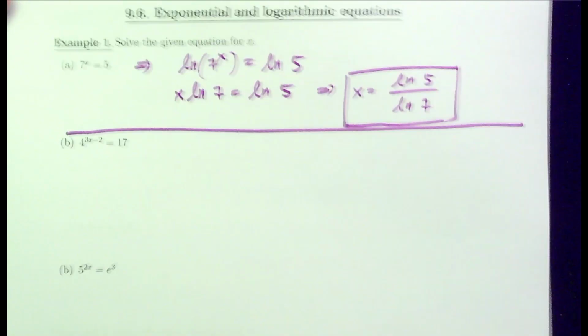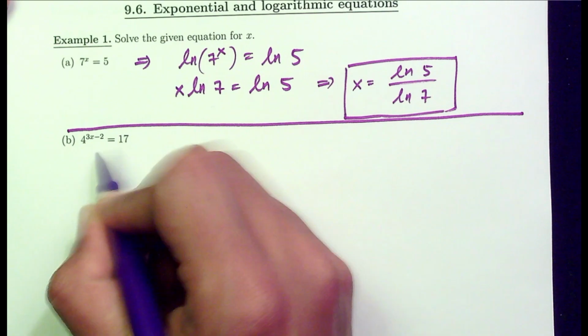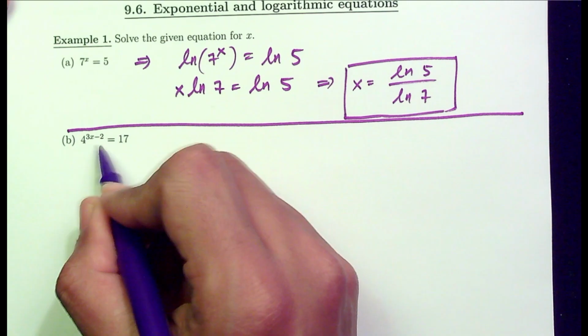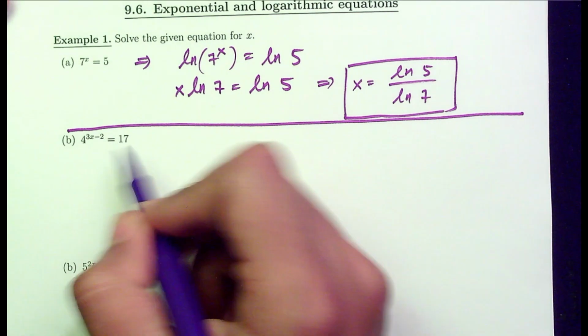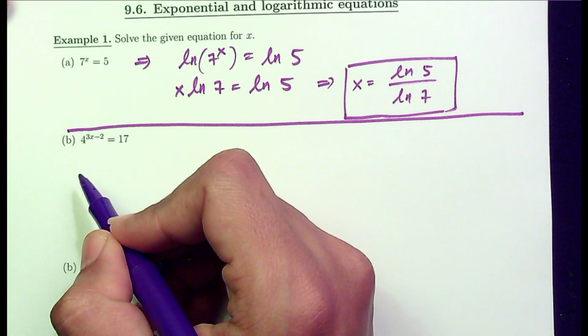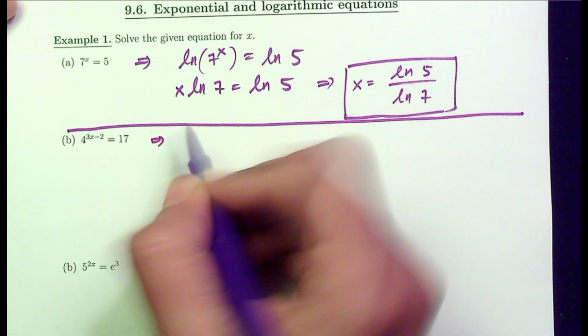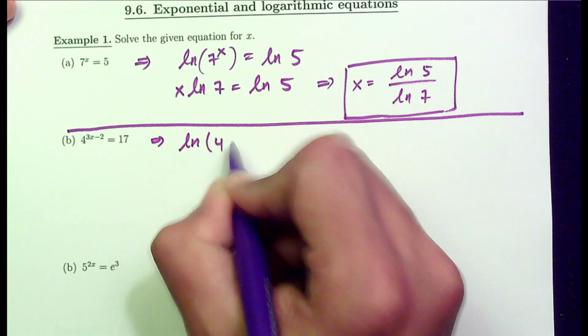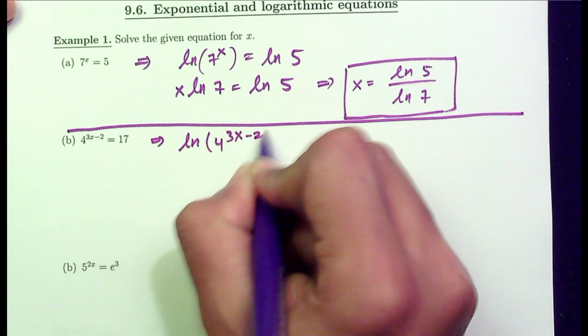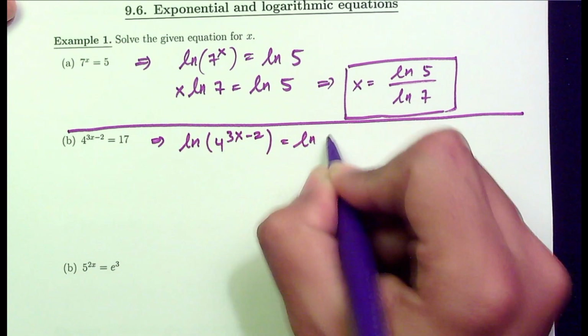All right, so here's another one. 4 to the 3x minus 2 equals 17. Okay, the x is up there as an exponent, so we're going to bring it down. And we're going to bring it down by taking ln on both sides. So this is going to be ln of 4 to the 3x minus 2 equals ln of 17.